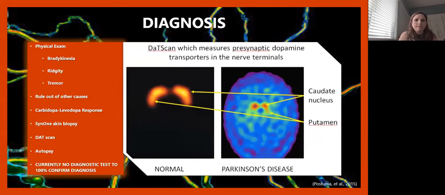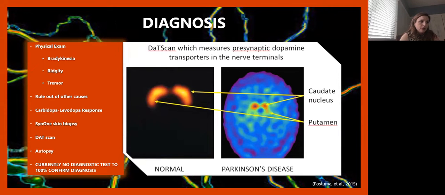Okay, next slide. All right, so how do we diagnose it? Parkinson's disease is diagnosed primarily by physical exam. There are 3 key motor symptoms that we evaluate, and that is tremor, rigidity, which is stiff muscles, and bradykinesia, which is slow movements. Patients should have 2 out of the 3 symptoms to be diagnosed.